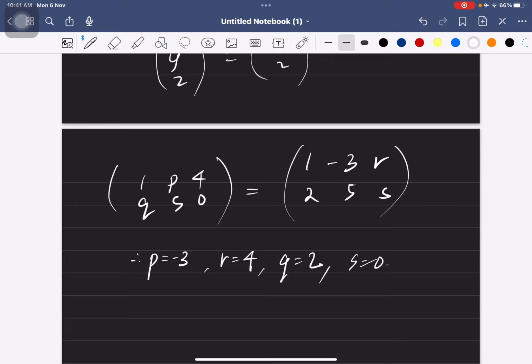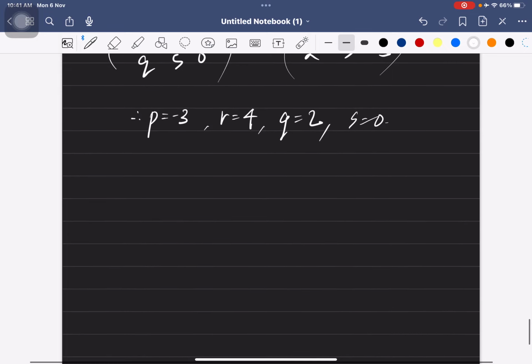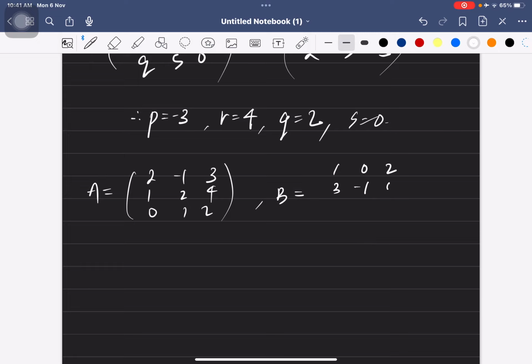And on this you can do some operations on matrices, for example addition and subtraction. But those are things that you already know how to do. It's very simple. For example, A is equal to [2, negative 1, 3; 1, 2, 4; 0, 1, 2], and B is [1, 0, 2; 3, negative 1, 0; 2, 1, 4]. If I say A plus B, it means use the matrix A to add the matrix B. So how would you do this?